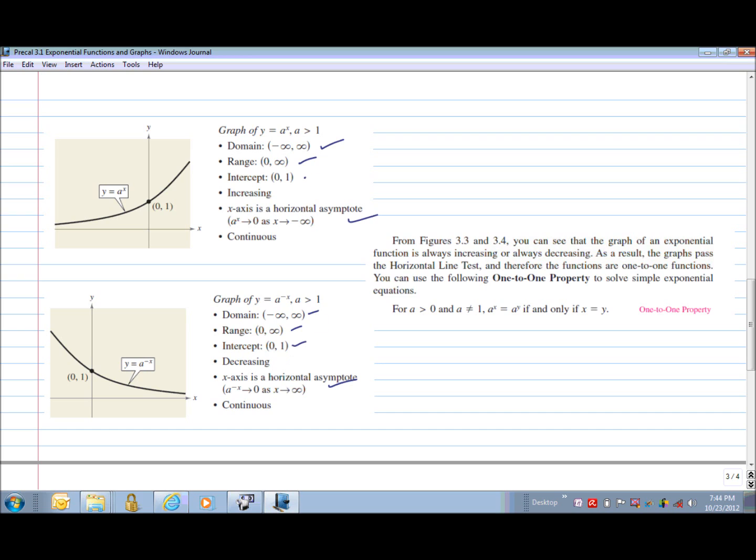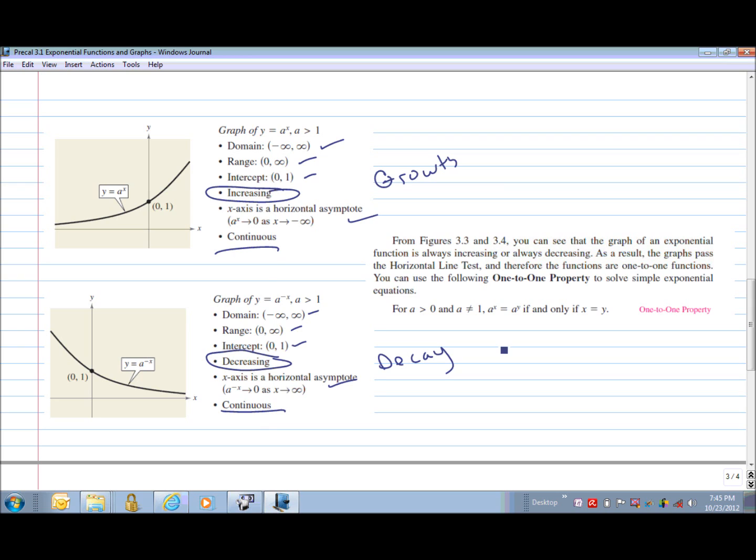The y-intercept is 0, 1 in both cases, and that's true for all your exponential bases. This graph is increasing while this graph is decreasing. This is actually called growth when we get to applications, and this is decay when we get to applications. That comes into play a lot, especially with base E. Right now we have base A, and we will have eventually some base E questions. They're both continuous graphs. There's no break in your graph.